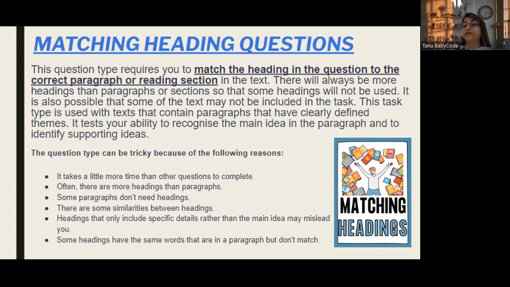There are some similarities between headings also. So again, you can get trapped. Headings that only include basic details rather than the main idea may mislead you as well. Some headings have the same words that are in the paragraph, but they don't match. So there are some situations where you can get tricked by the examiner.